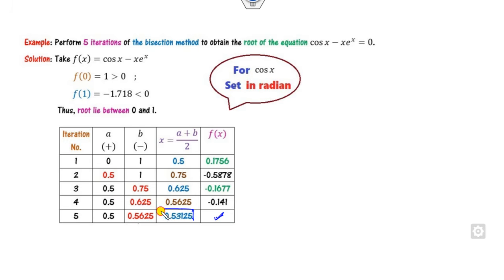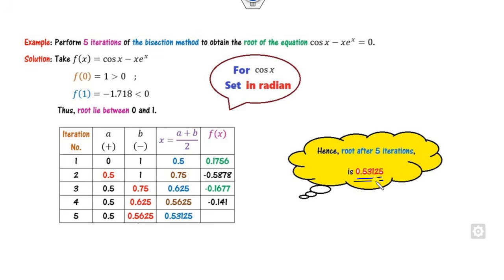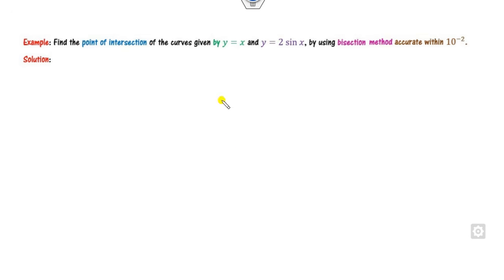And the right answer of this is here, because we need to perform the 5 iterations only. So this is the right answer of this problem. Look at one more example.